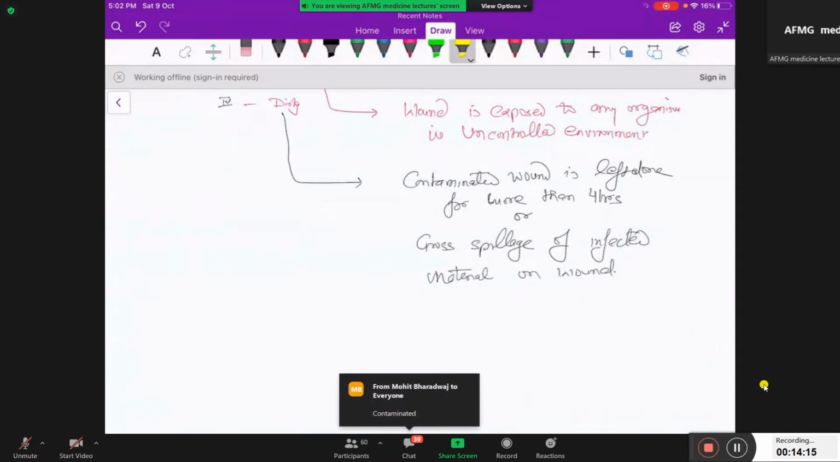Think and then speak. Clean contaminated. Okay, let's see the environment. Where are you going to operate? Controlled environment. Carcinoma breast, no infective focus. So the environment is controlled. Now we have to see the organism.